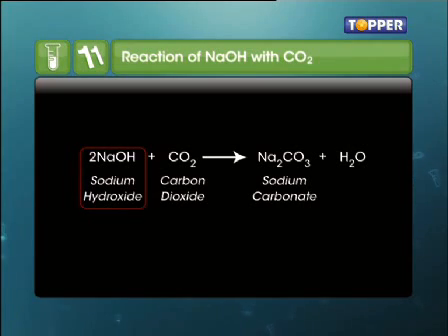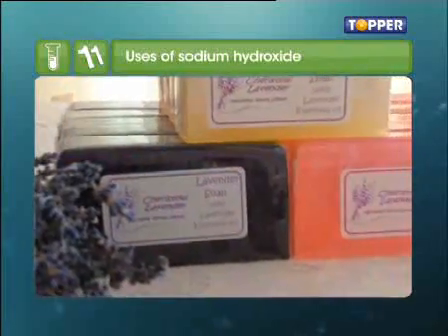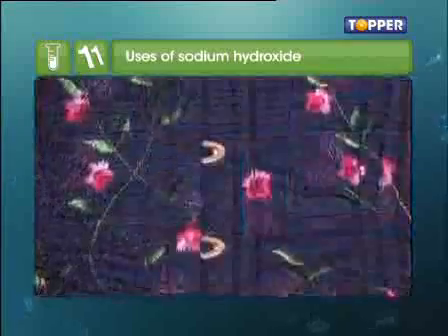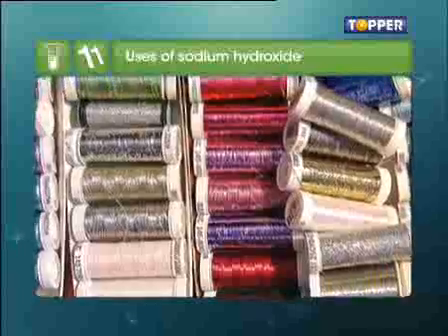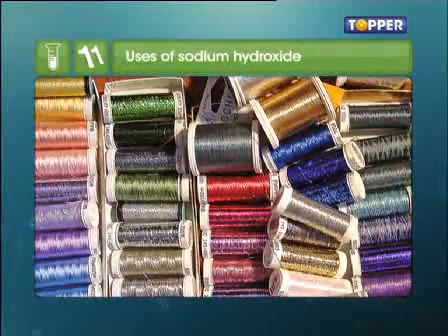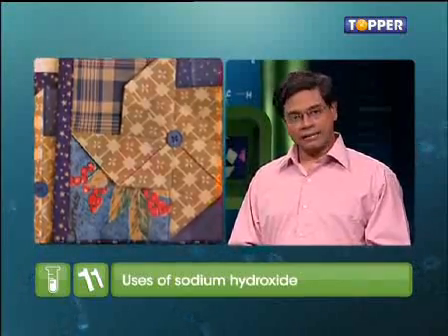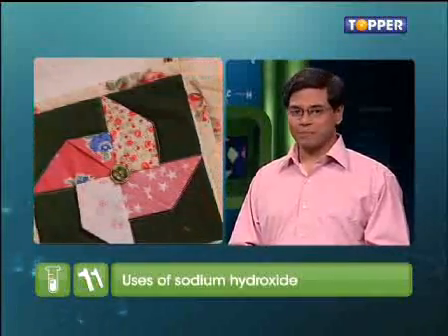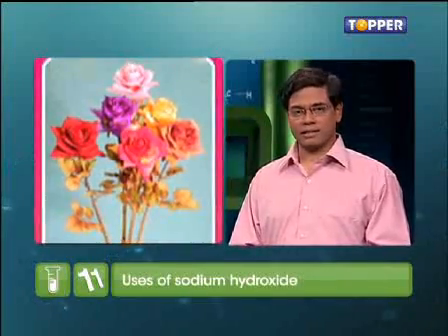Sodium hydroxide is an important laboratory reagent. It is used in manufacture of soaps in the process of saponification. Another important use of sodium hydroxide is in the textile industry for mercerizing cotton fabrics. Wondering what mercerization is? Mercerization is a treatment for cotton fabric and thread to give it a lustrous appearance. It is also used in the manufacture of artificial silk.